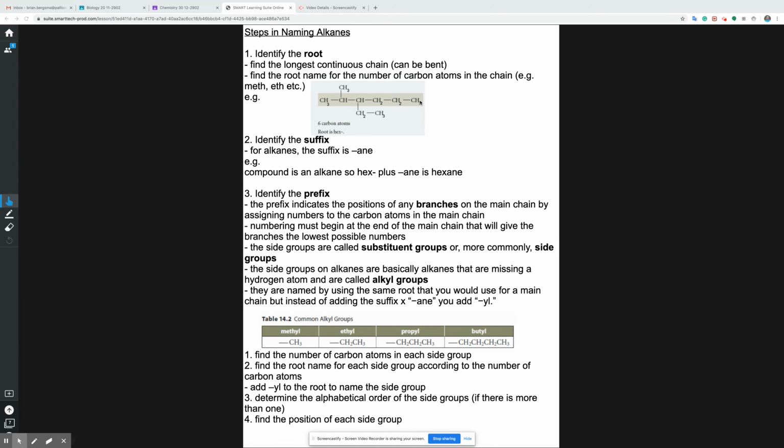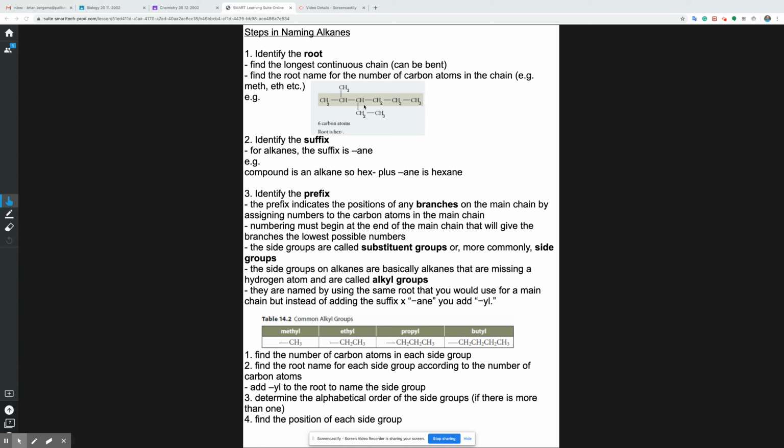If I went from the other side of my main chain, and I went 1, 2, 3, 4, 5, 6, now these would be the 4 and 5 carbons. I want to have them at the lowest possible numbers. Okay, and so 2 and 3 is a lot lower than 4 and 5.